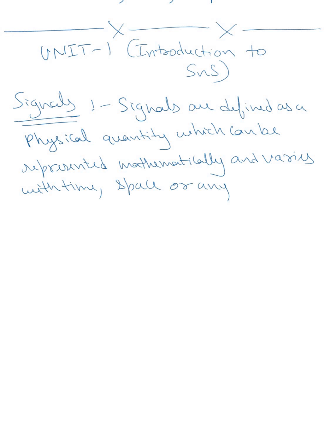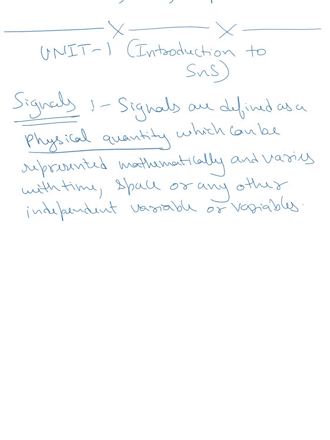Space or any other independent variable, or you can say a combination of variables. So while defining a signal, we need to keep in mind that it's a physical quantity first of all, which can be represented mathematically, and it varies with respect to an independent variable. So these are some important features of a signal.